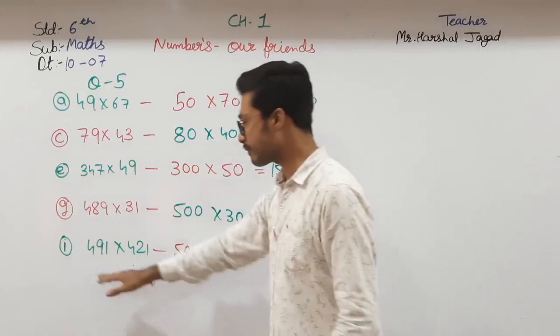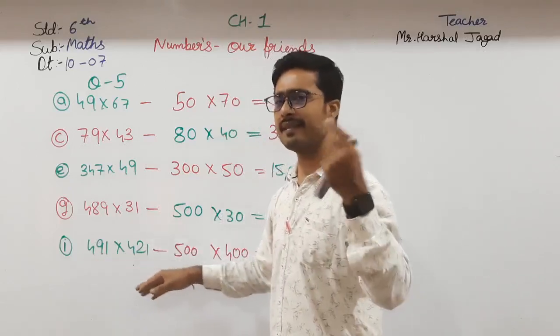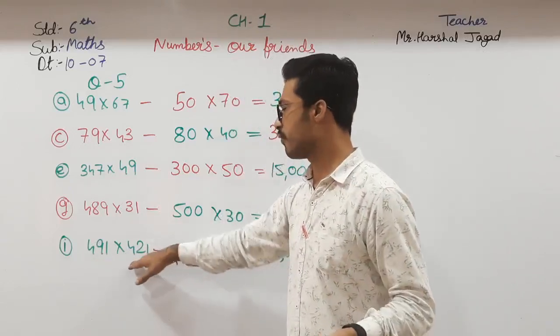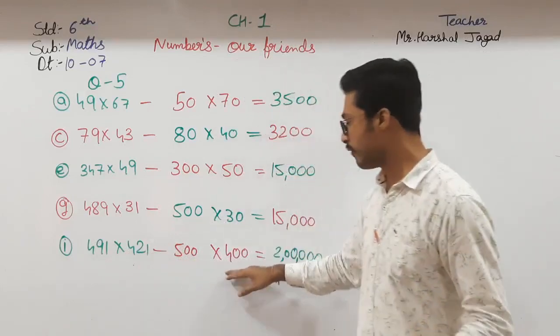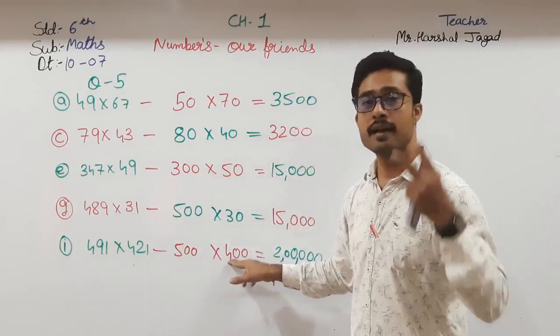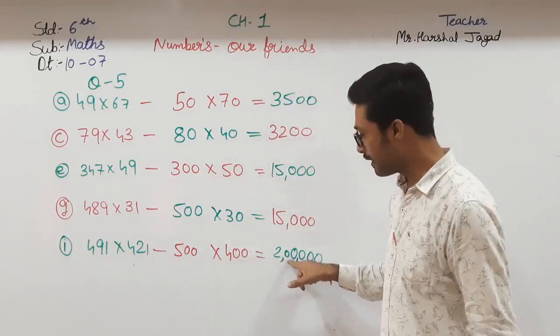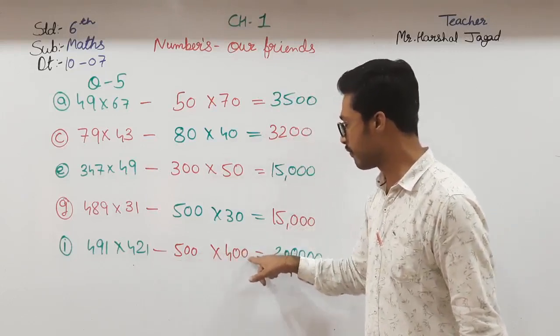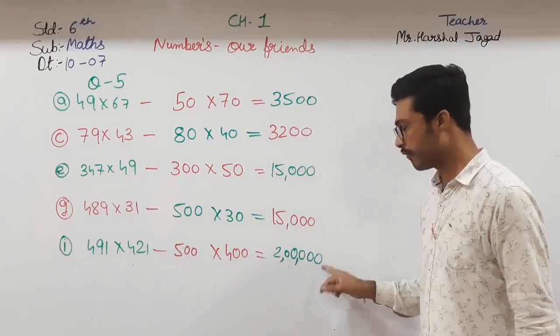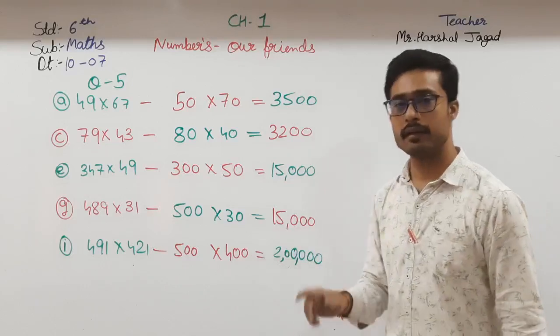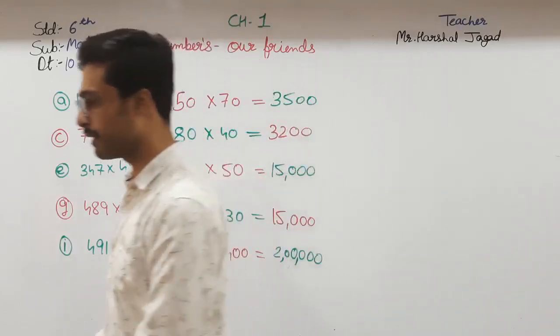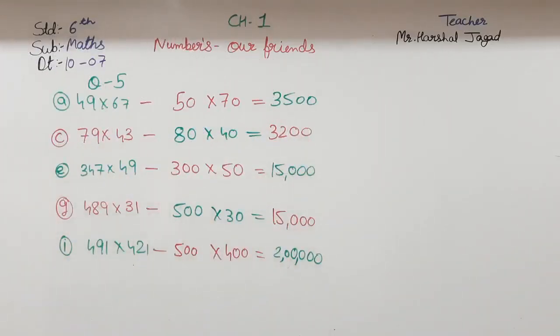And here 491 is near to 500, and 421 is near to 400. So 4 5s are 20, and 4 zeros, that is 2 lakh. Okay, so please write this down, and then we will start our new topic, that is Roman numbers.